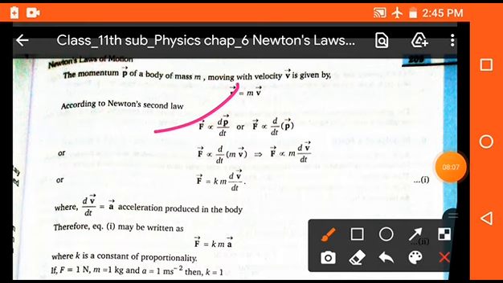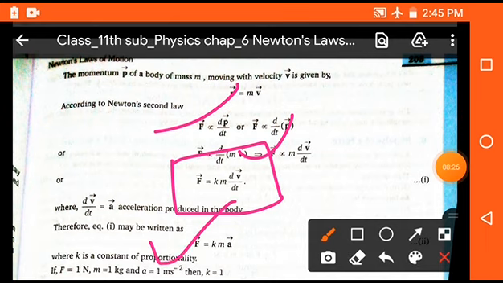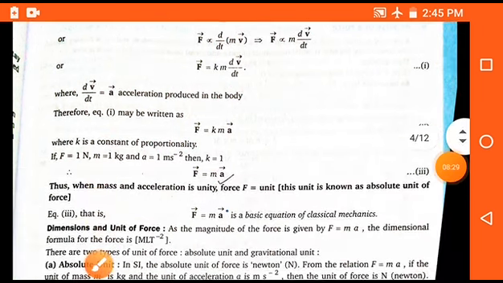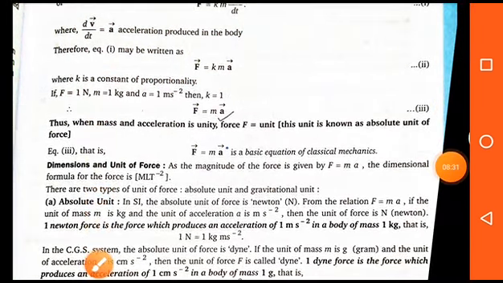So we can write here F is equal to a constant k times m into dv upon dt. This also represents the definition of force. So F is equal to k m a, where k is equal to 1. It means that Newton's second law also defines force.